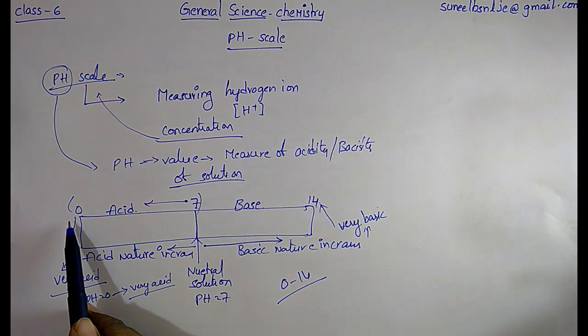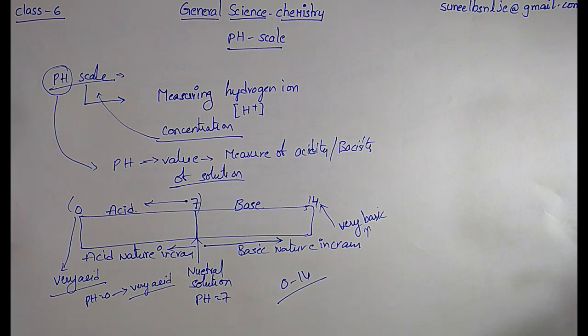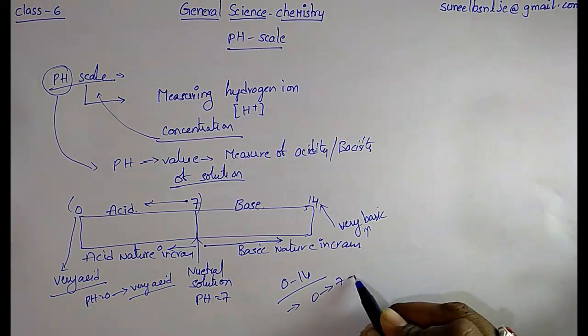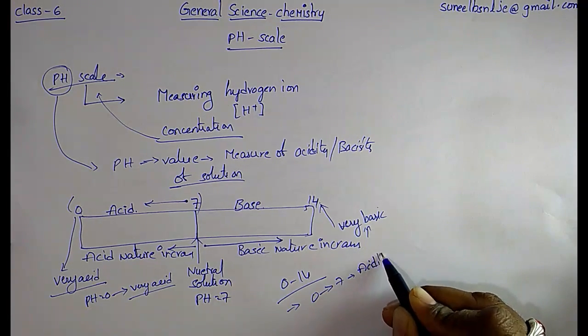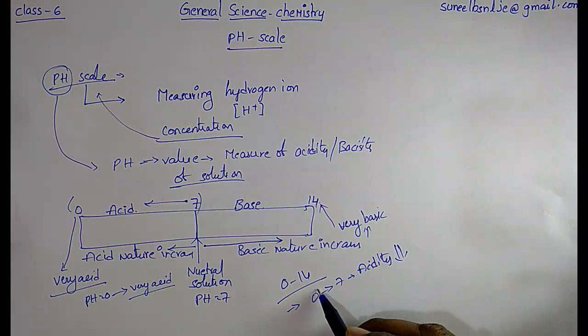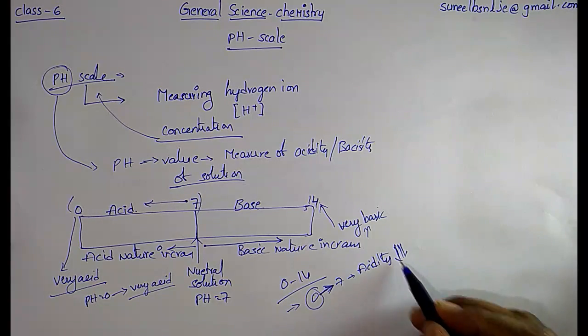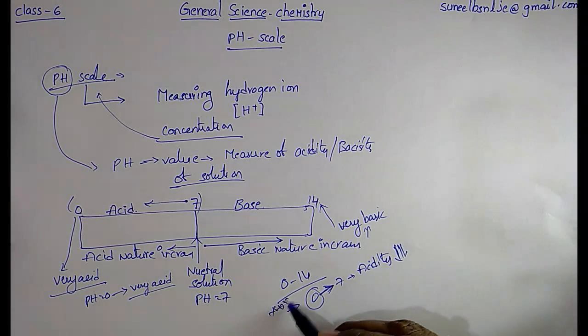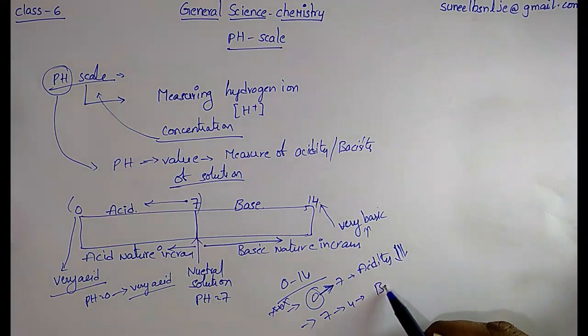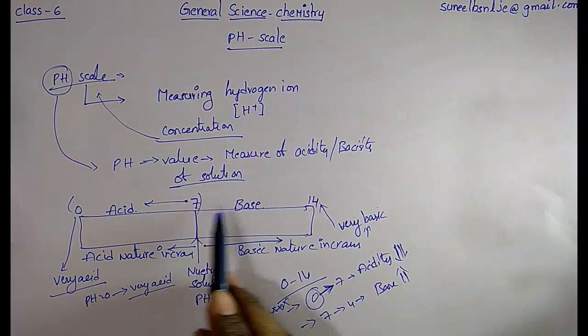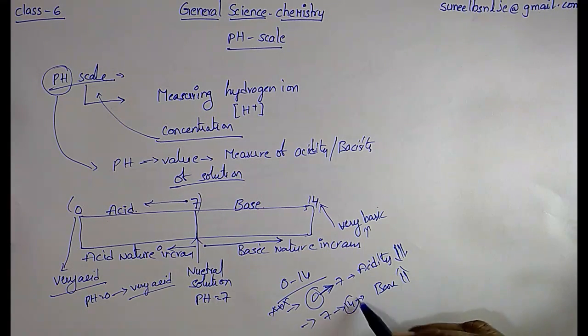From 7 to 0, the acidic nature increases. And a very important point, from 0 to 7, as the value increases, the acidity decreases, because 0 is very acidic. The second important point, from 7 to 14, the basic nature increases, because 14 is very basic. These are very important points.